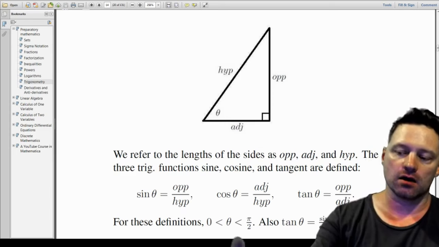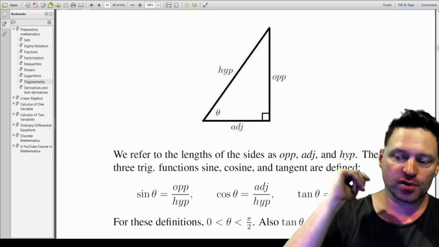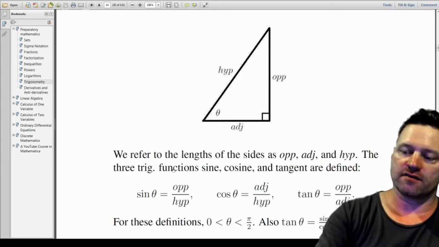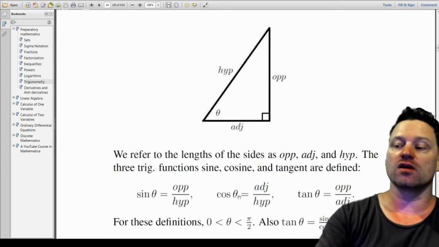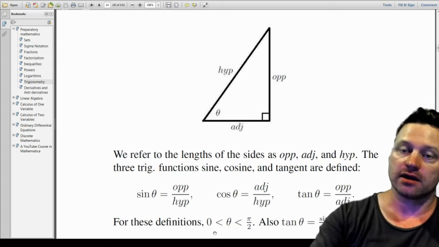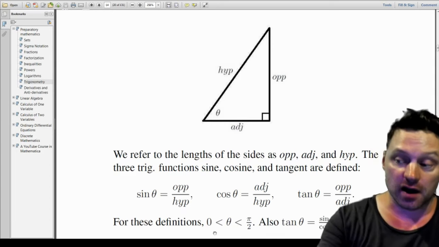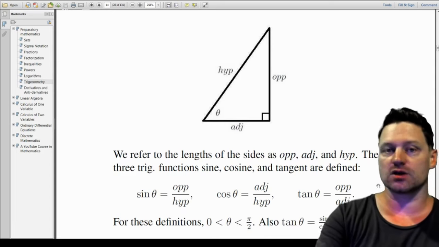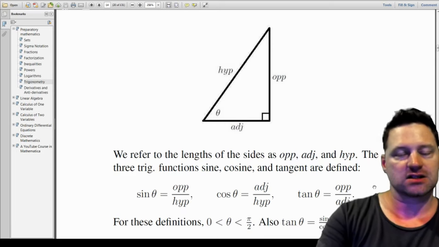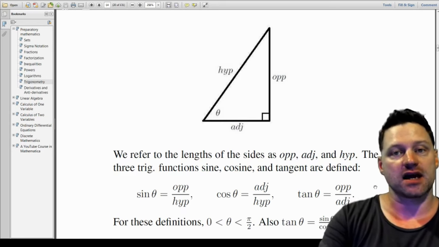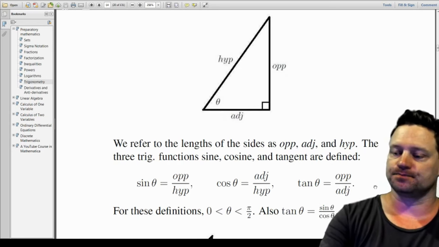All right, now notice that if you put sine theta divided by cos theta, well, then you have opposite over hypotenuse over adjacent over hypotenuse. And you can then multiply numerator and denominator by the hypotenuse, and you find that you have opposite over adjacent, which is equal to tan. So we have our first trigonometric identity, that tan of theta is equal to sine theta divided by cos theta.